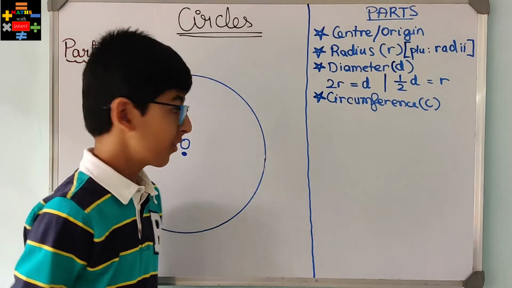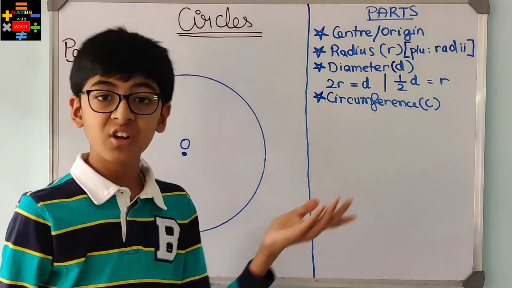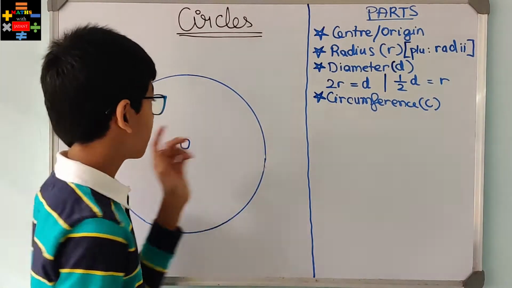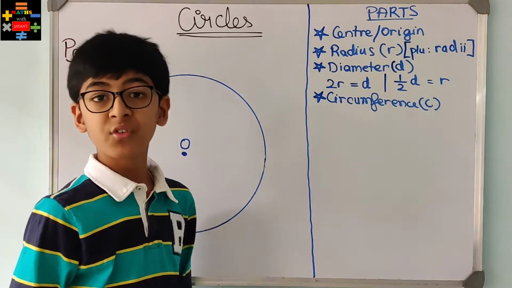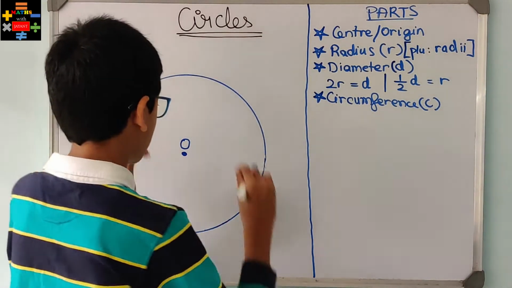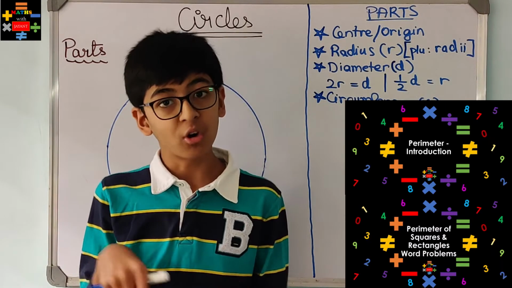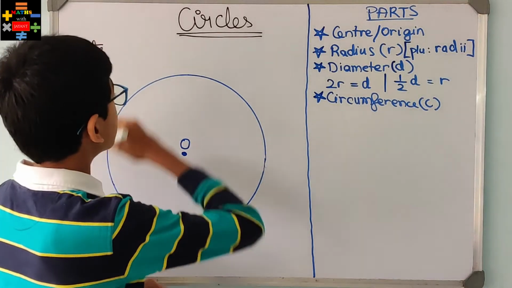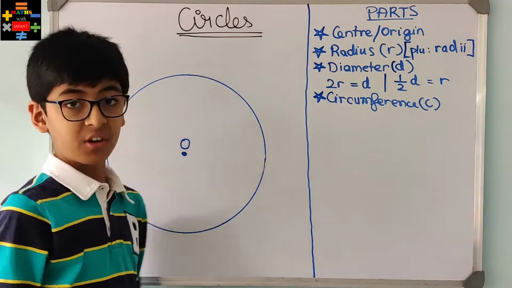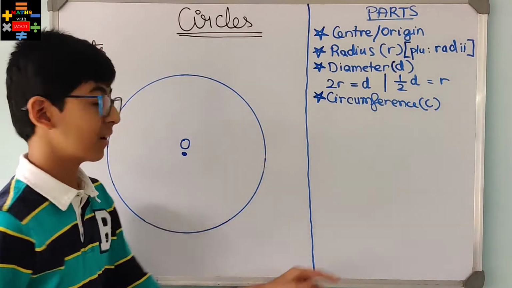In other words, as we know that the circle is a special shape, its perimeter gets a special name called the circumference. So the circumference of a circle just means the perimeter of a circle. If you don't know what perimeter means, then you can watch my video about perimeter. So perimeter means the length of the boundary of the circle. So the length of its boundary is called the circumference.